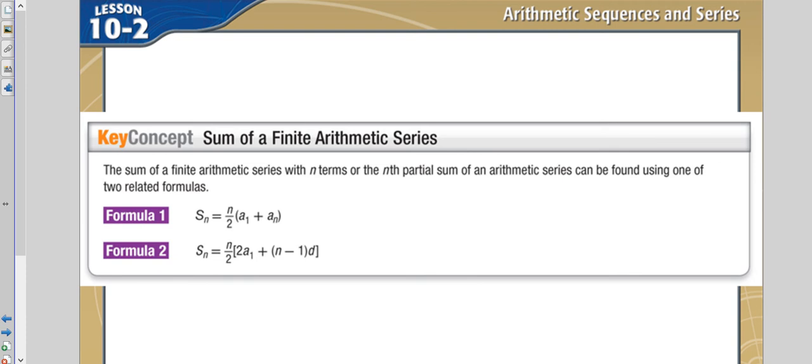And now we'll talk about sums of finite arithmetic series. That just means that the series will have a beginning and an end if it's finite. Infinite means it would go on forever. So the first formula is given here. The second is given here.